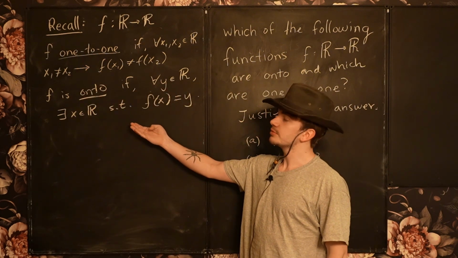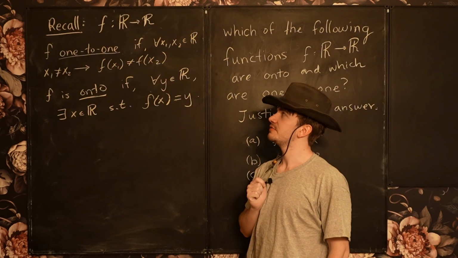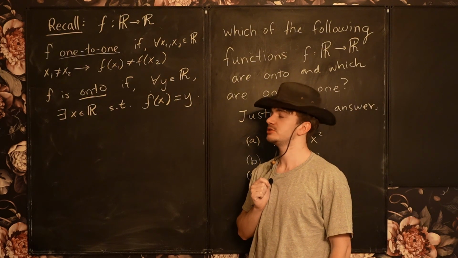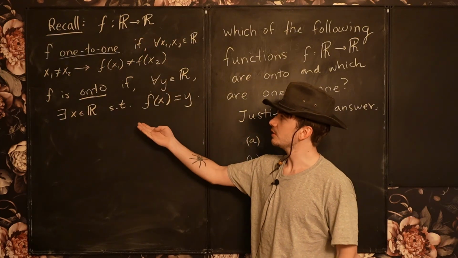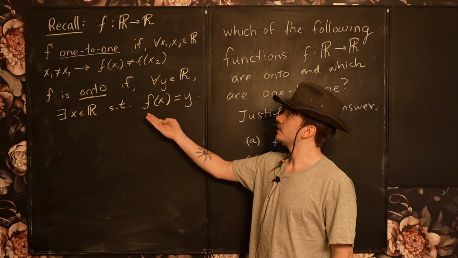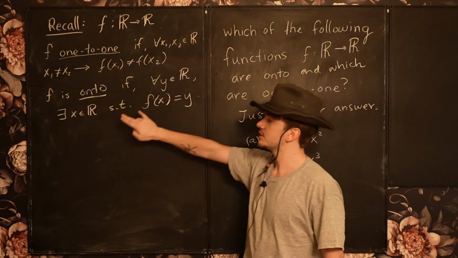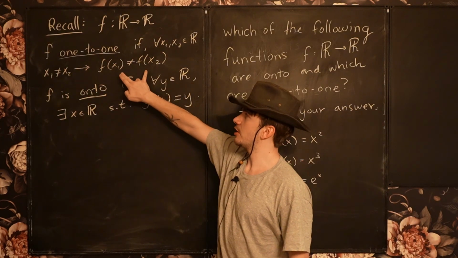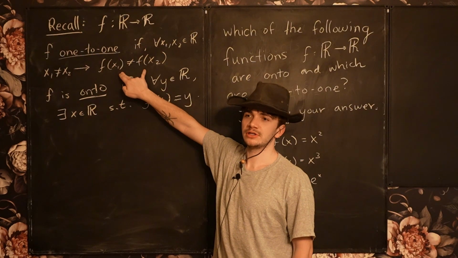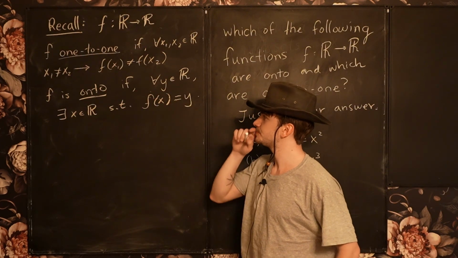Recall that a function from the real numbers to the real numbers, and note that this definition could be very easily generalized to arbitrary domains and codomains, is 1 to 1 if for all x1 and x2 within the real numbers, if the two inputs are distinct, then the two outputs are distinct. So these functions map distinct inputs to distinct outputs, okay?